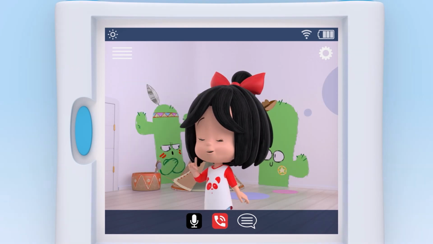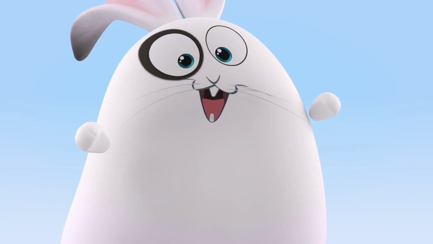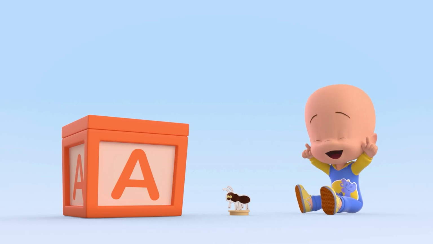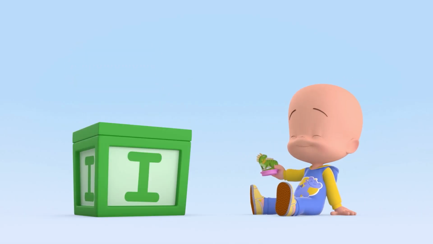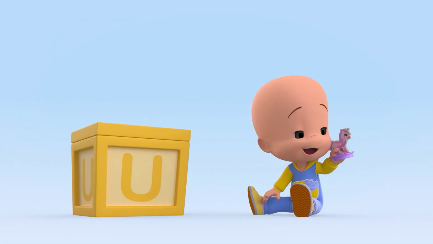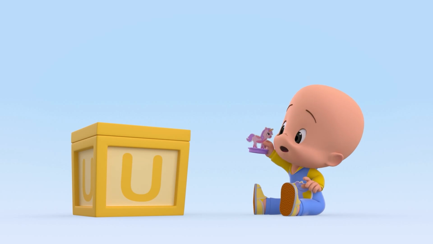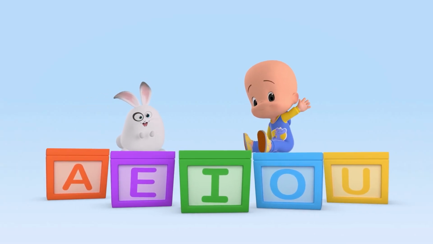Now you know the vowels and the animals. A is for ant. E is for elephant. I is for iguana. O is for octopus. U is for unicorn. The vowels!